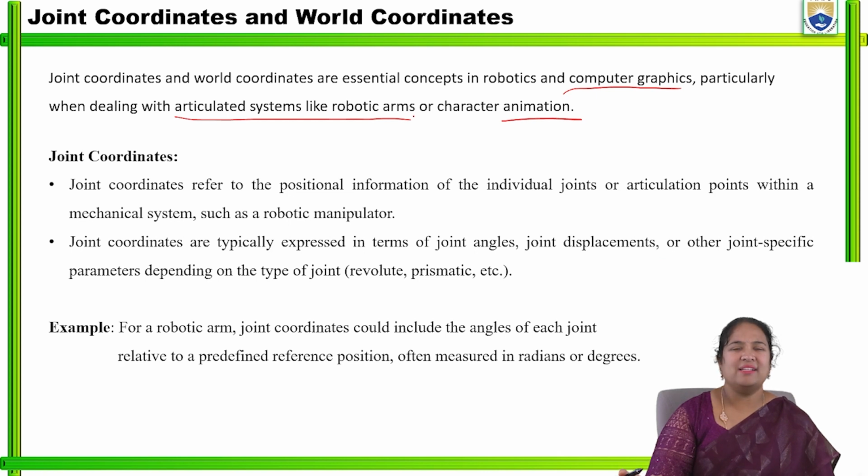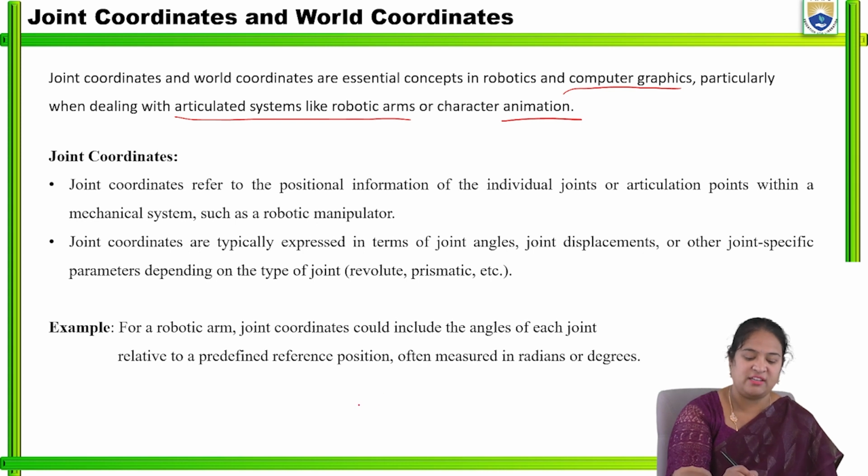arms. So what exactly is a joint coordinate? What is the use of this particular joint coordinate? When any particular robot arm is considered, the angles of each joint will be relative to the reference position, right? That is, when we are considering any type of robot arm or joint coordinates, that arm will include some angles, as we have seen earlier.